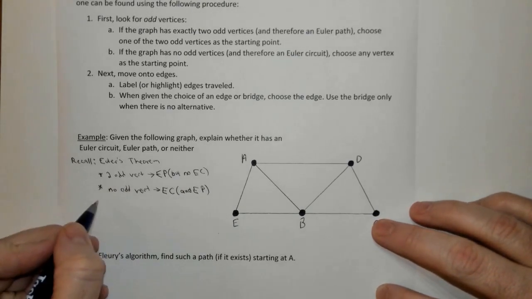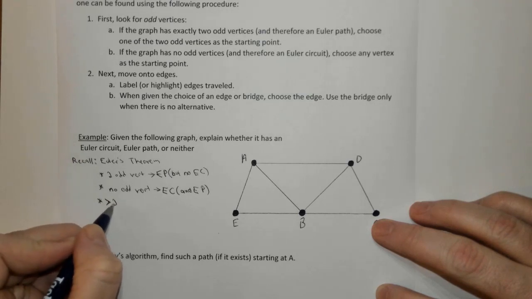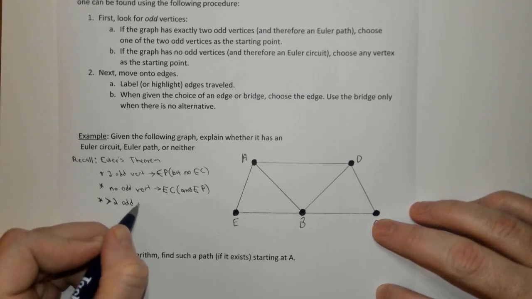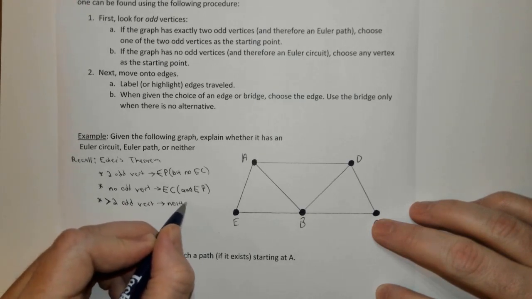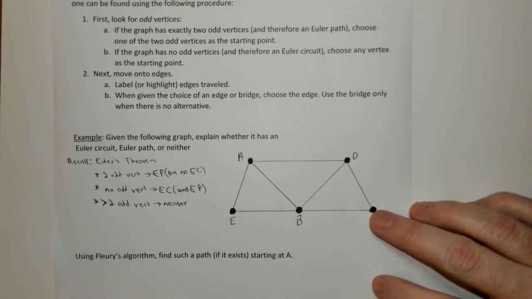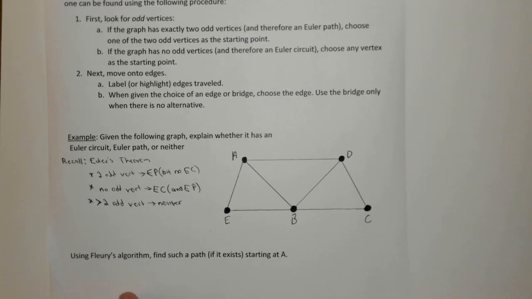And then lastly, more than two, so I'll do it this way, greater than two odd vertices, neither. Okay, so for the sake of the test, you can memorize Euler's theorem exactly, but I like to try to make things easier for myself. And so I try to just break it down as easy as possible. Maybe I could fit this on a note card.